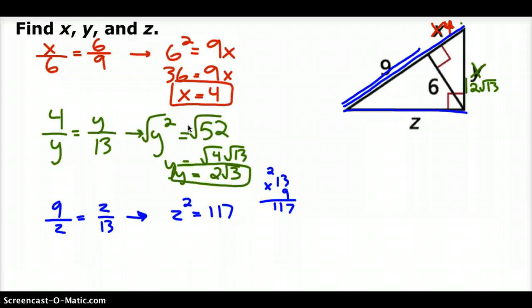I'm still going to go ahead and try to simplify this. So I'm going to take the square root of both sides. I now know that z is going to be equal to radical 117. Now I have to check and see if I can actually simplify this. So I'm going to run and get my calculator here because I don't want to do this one in my head.